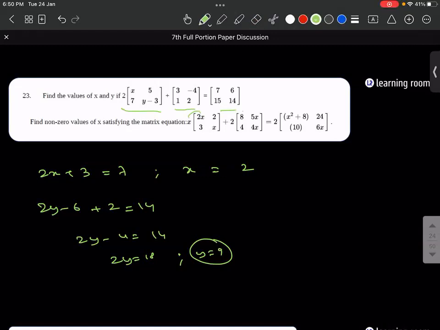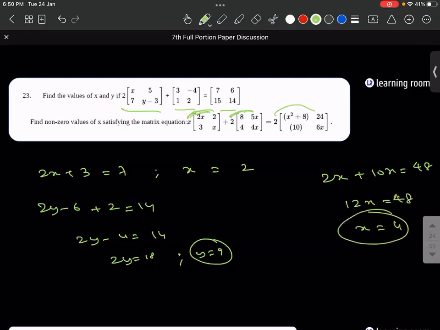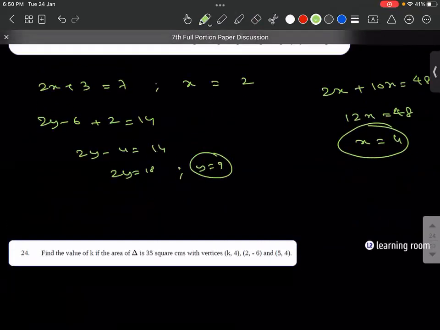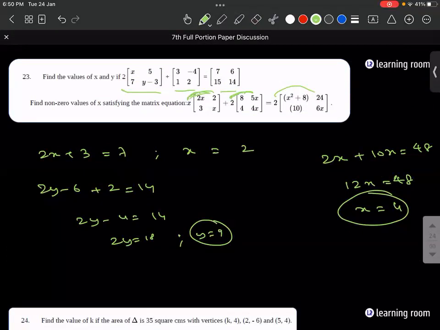Doesn't make sense. So 2x plus 10x is equal to 24, 48. So 12x will be 48. x should be 4. Correct?